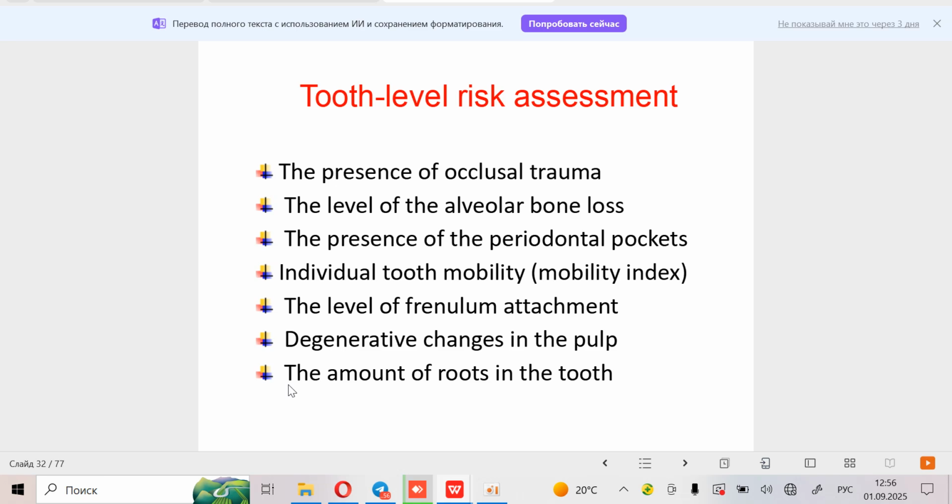The next, tooth level risk assessment. I'd like to pay attention to the prognosis of the individual tooth depending on the presence of occlusal trauma, the level of bone loss, the presence of periodontal pockets, the level of frenulum attachment, degenerative changes in the pulp, and the amount of roots in the tooth.